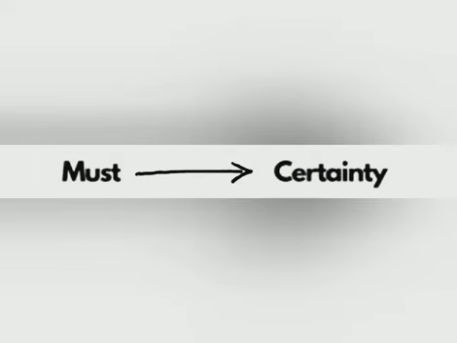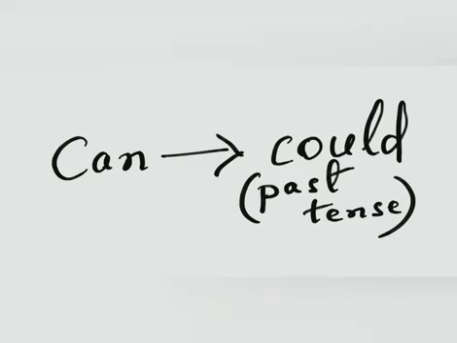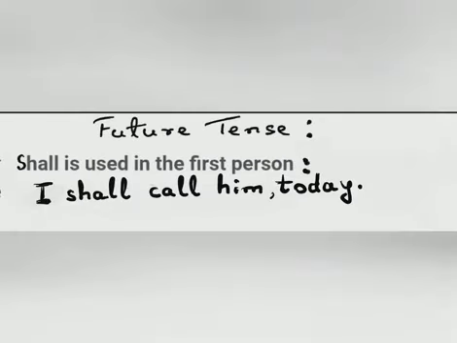One must remember that could is actually the past form of can, and we use it in reported speeches or in indirect speeches, while would is the past tense of will. The word shall, I can use shall with I. For example, I shall call him today.